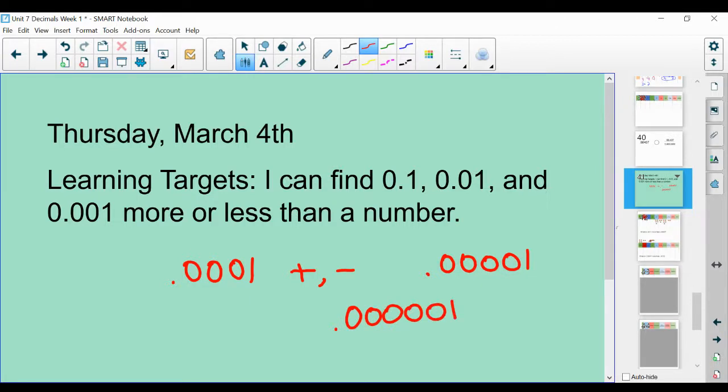Now, part of what I want to think about today is that we're not doing decimal addition and subtraction. When we find more or less than a number, that is what's happening, but what I really want to focus on is our understanding of place value. So in all of our problems, whether you watch me do them, we do them together, or you do them by yourself, you're going to use a place value chart to show your understanding of more or less. Next week, we will move on to doing addition and subtraction.